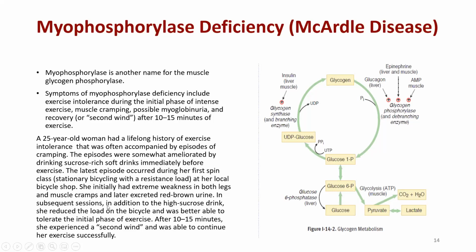In subsequent sessions, in addition to the high sucrose drink, she reduced the load on the bicycle and was better able to tolerate the initial phase of exercise. After 10 to 15 minutes, she experienced a second wind and was able to continue her exercise successfully. What about the story of the second wind? Initially, the body can use glucose to form the energy.